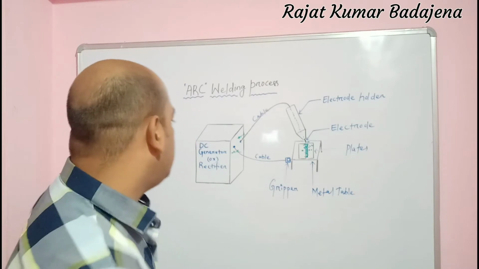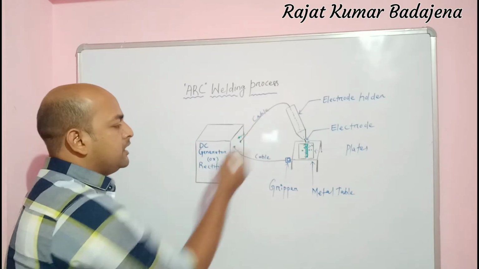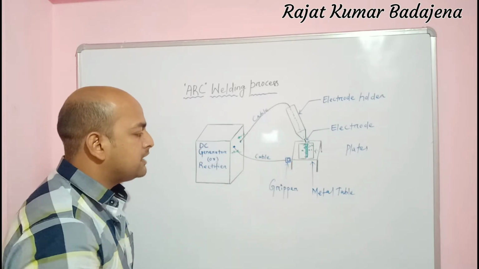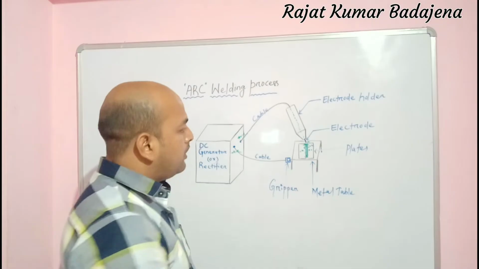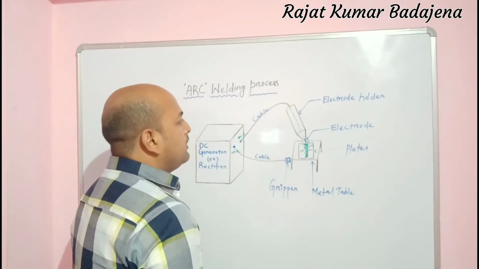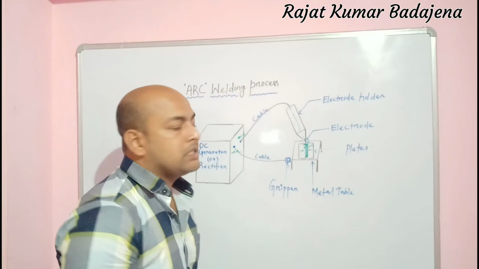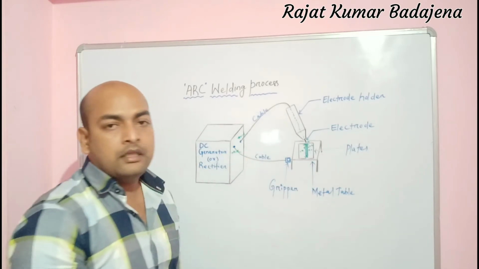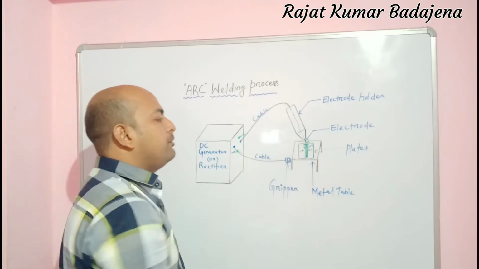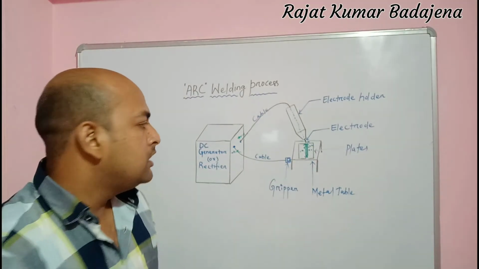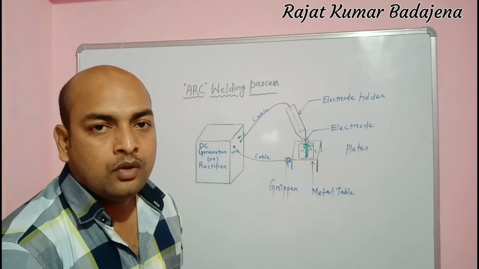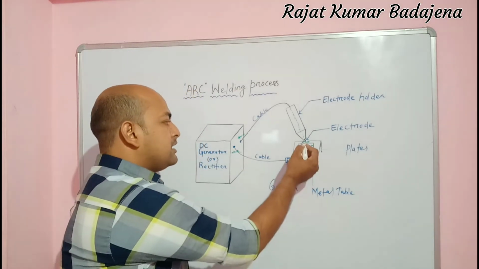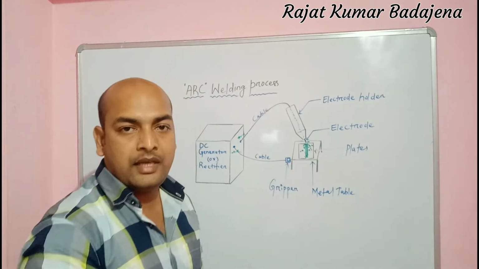So we need only the DC generator, a positive cable and a negative cable, the electrode holder, electrode, plates, the gripper and the metal table. In this process, what happens? The electrode holder carries the electrode. While the current is supplied, the arc or spark will be generated. With the help of this spark, it is able to join the two metals. Here you can see the electrode is the filler metal.